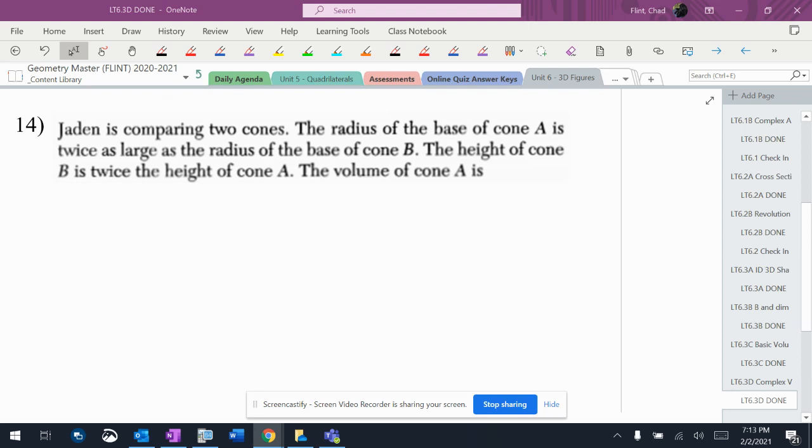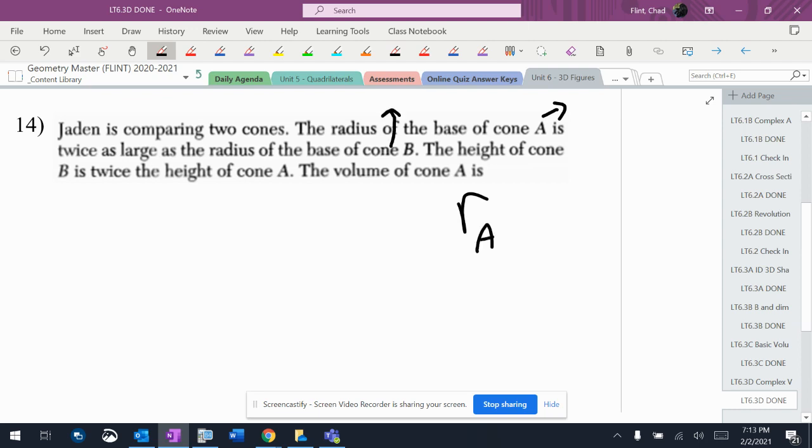It says the radius of the base of cone A is twice as large as the radius of the base of cone B. The height of cone B is twice as large. That's just a lot of words, okay? So let's be simple here. The radius of the base of cone A, we're just going to make that a number. It says it's twice as large as the radius of the base of cone B. All right, so let's just do this.